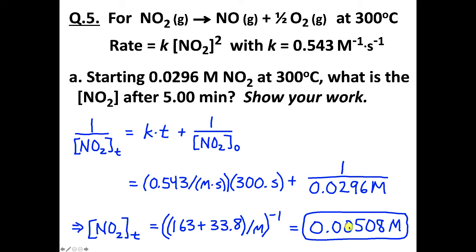And when you do that math, you get 0.00508 molar, and then check and see if this seems reasonable. If we start with 0.0296 molar, as time progresses, we'd expect the concentration to go down, and so we better get a value that is at least a little, maybe significantly smaller than 0.0296 molar, which we do. 0.00508 molar is the concentration after 5 minutes has elapsed, using the second order time versus concentration relationship.